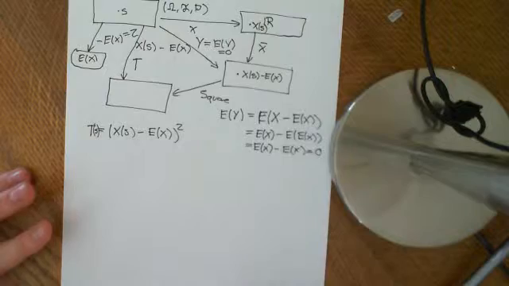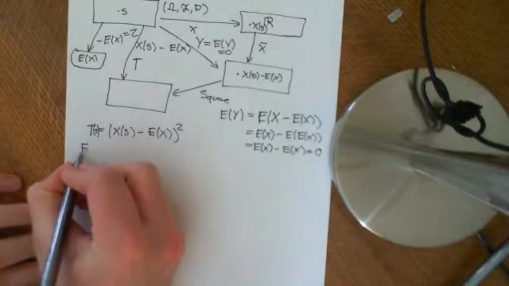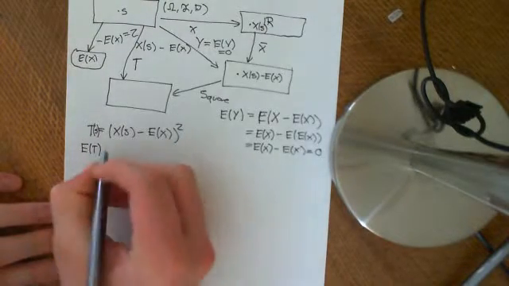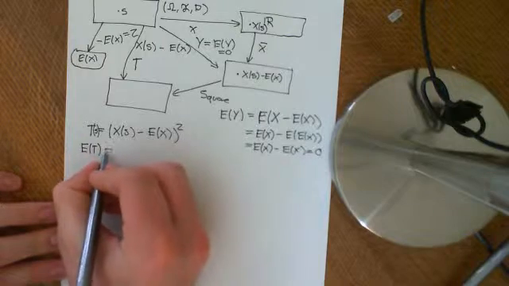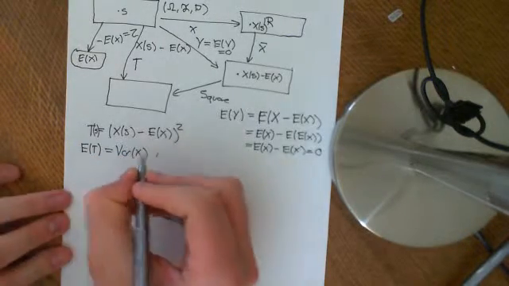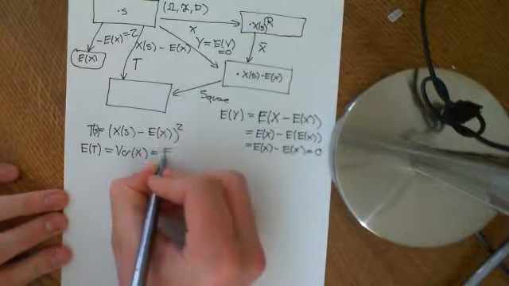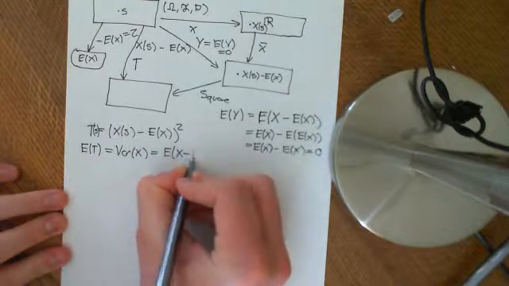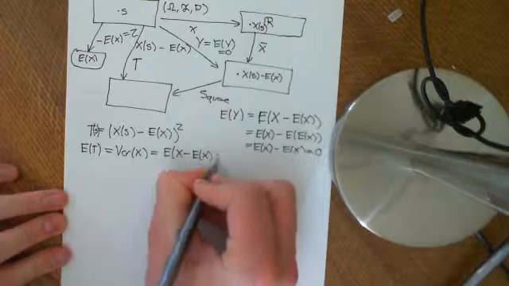Okay, and then basically what we can say is what's the expected value of T, and that expected value of T is what we're going to define to be the variance of the distribution X. So it's equal to the expected value of (X minus E of X) squared.